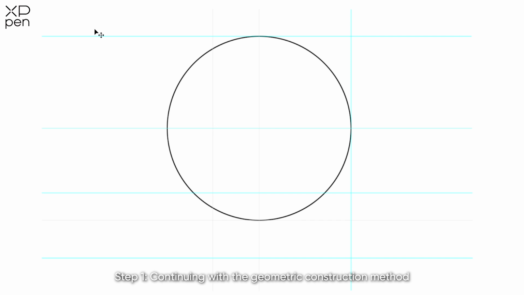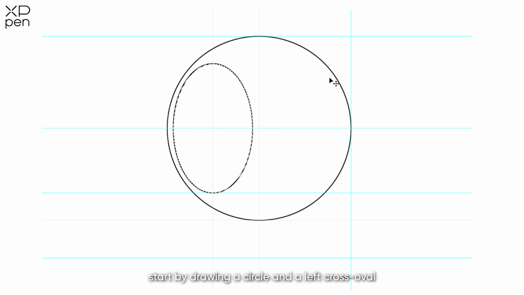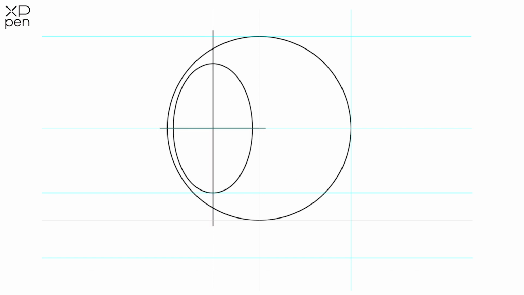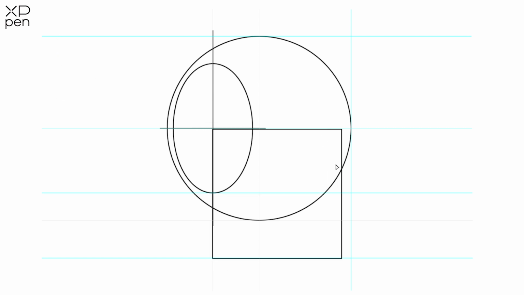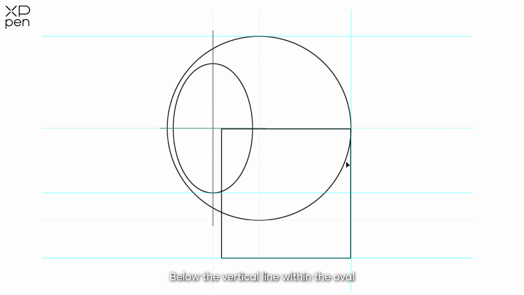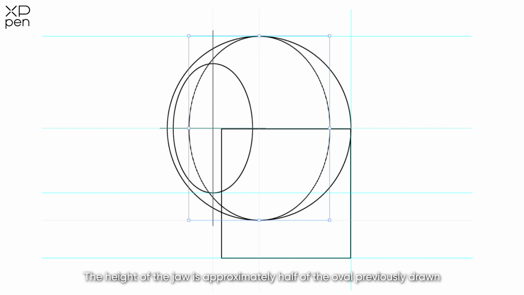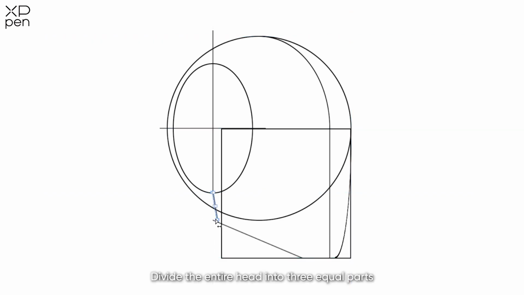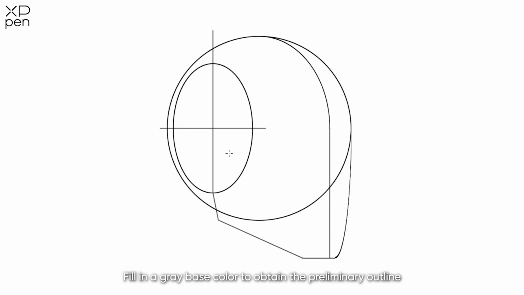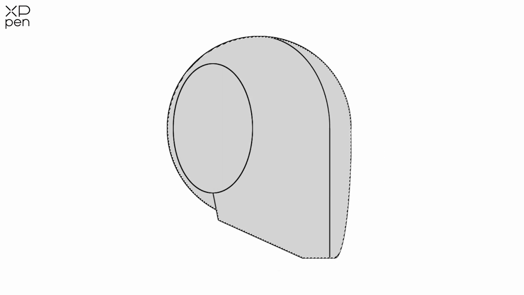3. 3/4 profile view. Step 1. Continuing with the geometric construction method, start by drawing a circle and a left cross oval. Step 2. Establish the central axis indicating the orientation of the face. Below the vertical line within the oval, draw the jawline extending to the side of the face. The height of the jaw is approximately half of the oval previously drawn, with the radius of the oval equidistant from the jaw. Divide the entire head into 3 equal parts. Fill in a gray base color to obtain the preliminary outline.